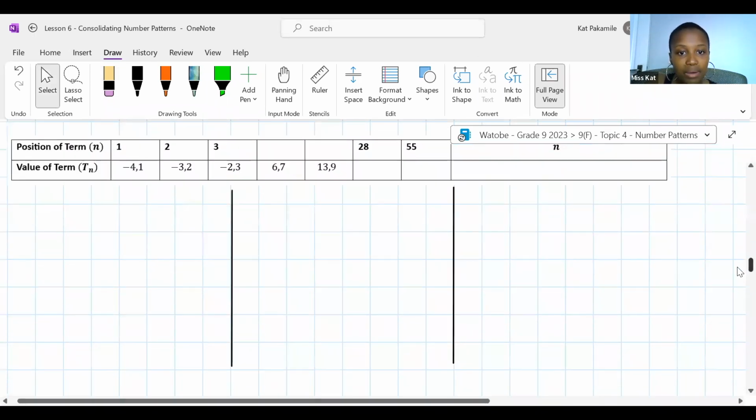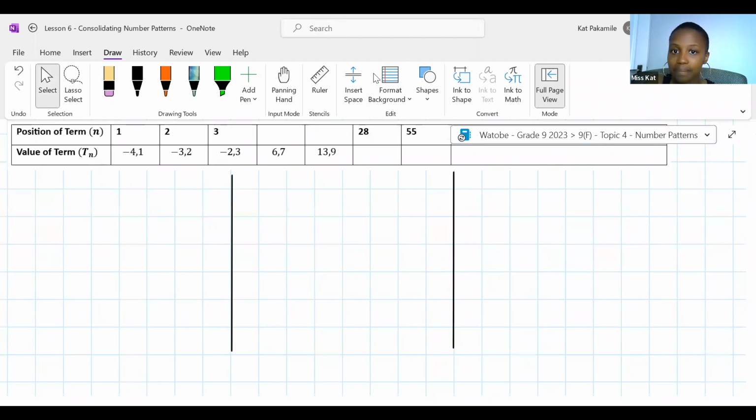Okay, there we go. Now we have something a bit more interesting. First, check if it is a linear number pattern. Is it a linear number pattern? Let's get that out the way first. And if you say no, give me a reason. If you say yes, give me a reason. Let's hear what we have to say. Is this a linear number pattern? And give a reason for the answer that you give.